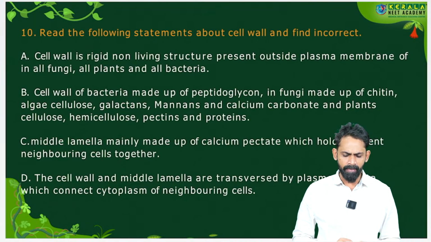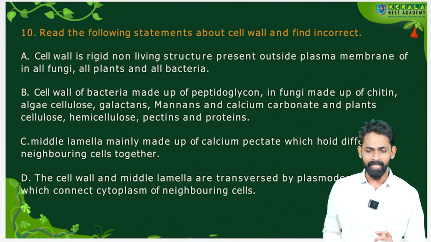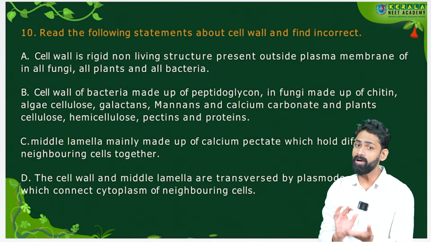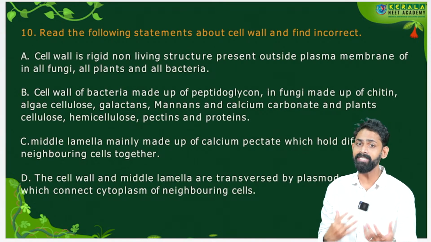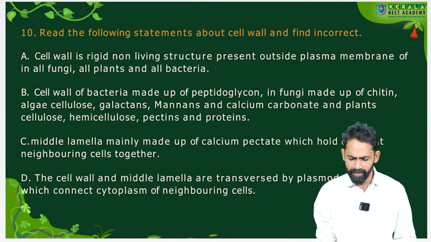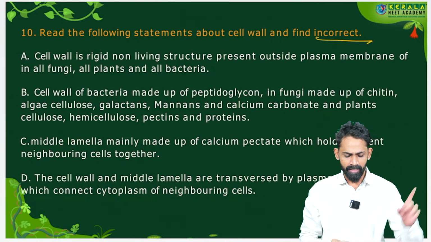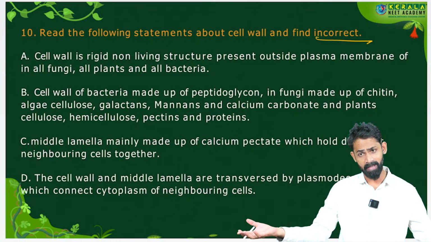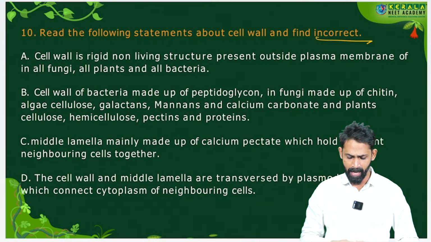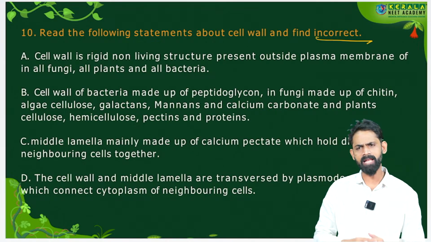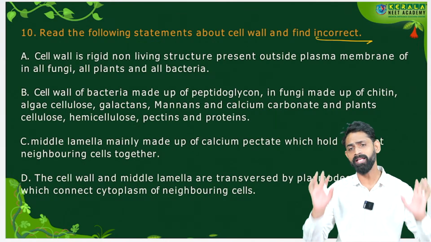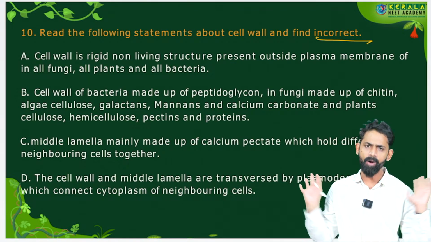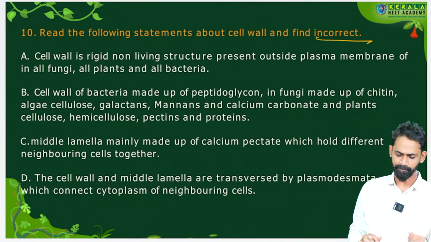Read the following statements about the cell wall. Find the incorrect one. Let's see. Almost everything is a statement, so you need to regain while you are seeing the video. We need to correct the incorrect statement. Okay. Cell wall is rigid. That's good. Non-living, absolutely. Cell membrane is living. Cell wall is a non-living part present outside the cell membrane. Present in all fungi, that's very good. All plants, okay. All bacteria, okay. We'll speak about the first statement.